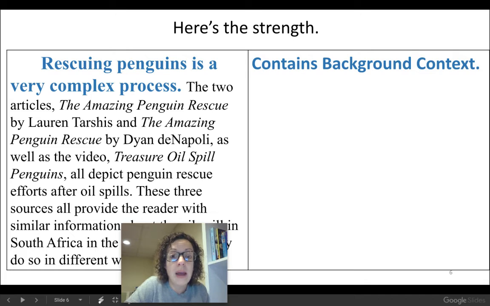Pretty simple. And then this is the strength of providing some background context. Rescuing penguins is a very complex process. So if you have in your own introduction paragraph background context, check that little box off for yourself. You did it. Nice job.